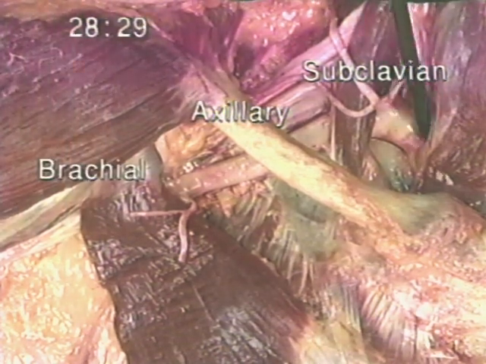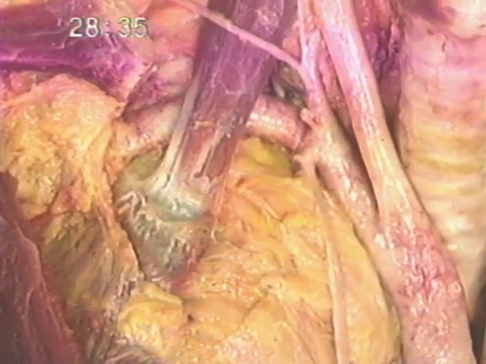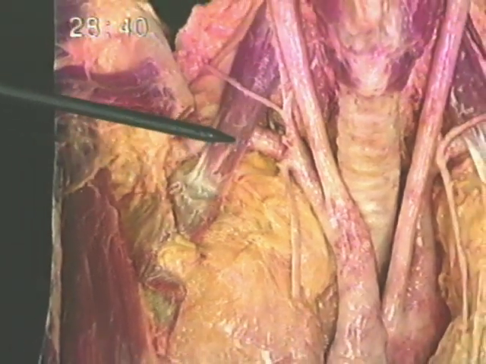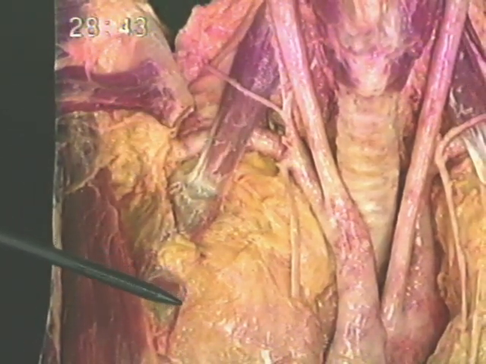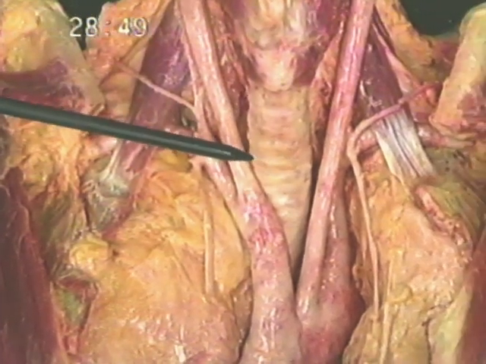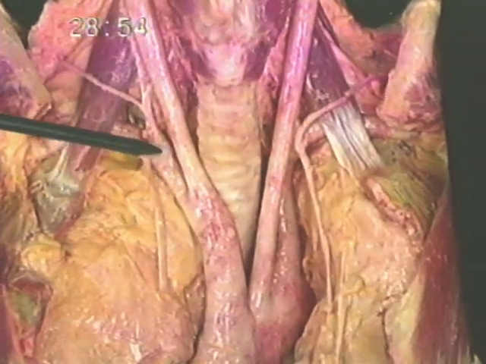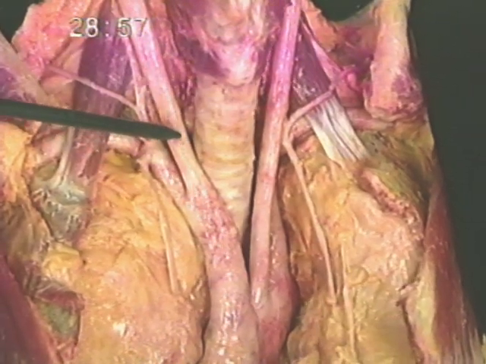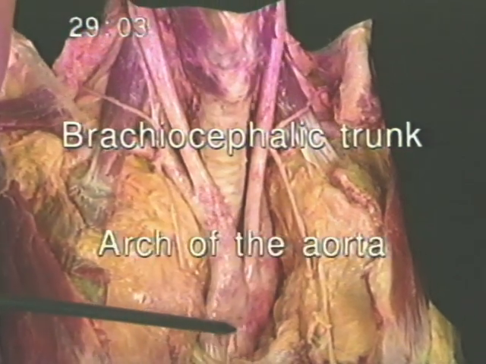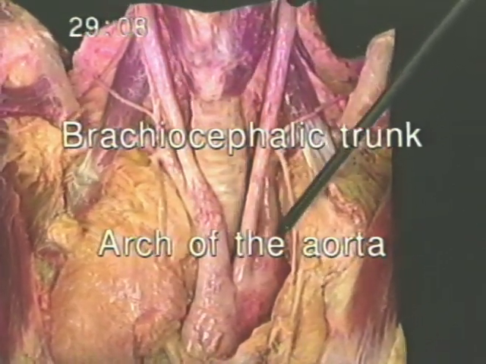Let's see where it begins. Here's a deeper dissection with the chest wall removed. Here are the divided ends of the clavicle, the first rib, the anterior scalene muscle, and the second rib. In the middle, we're looking at the trachea and the common carotid arteries, the right and the left. On the right side, the subclavian artery arises, along with the common carotid, from the brachiocephalic trunk, which in turn arises from the arch of the aorta. On the left side, the subclavian artery arises directly from the arch of the aorta.